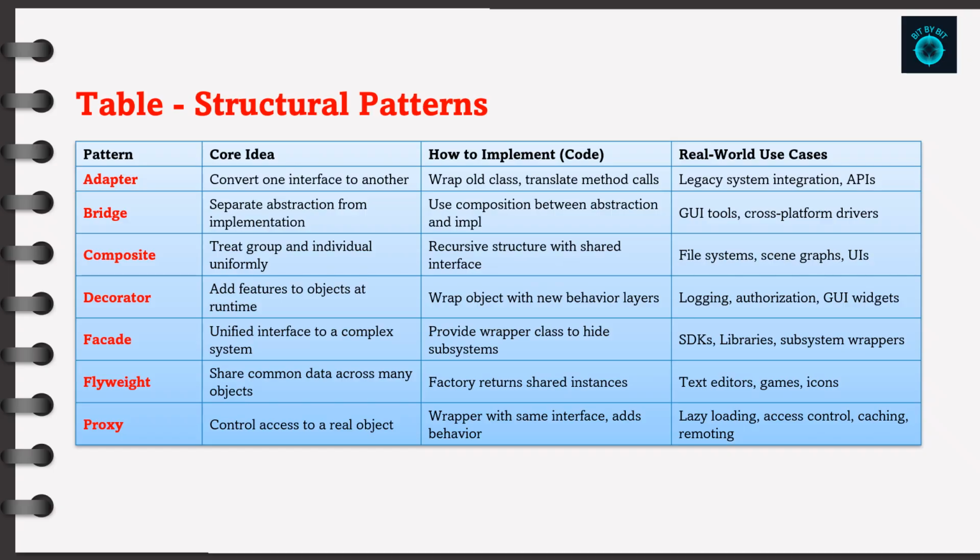The bridge pattern separates the abstraction from its implementation. It uses composition to decouple layers of code. This is useful in cross-platform tools or GUI frameworks. The composite pattern allows you to treat individual objects and groups of objects the same way. It's often implemented with recursive structures and a shared interface. You'll see it in file systems, hierarchical menus, and scene graphs.